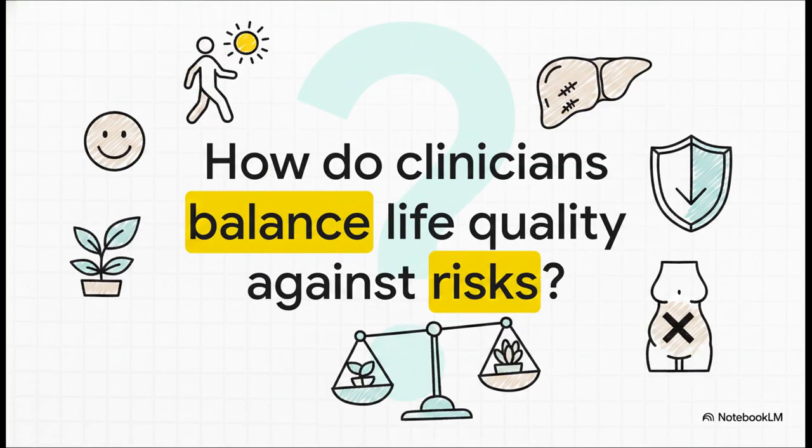Which brings us to the end of our explainer and leaves us with a pretty heavy question. Knowing that these treatments can cause things like liver scarring, immunosuppression, or even severe birth defects, how do clinicians actually successfully balance a patient's daily quality of life against the profound life-altering risks of these interventions? It really highlights the immense ethical and clinical complexities of chronic disease management.